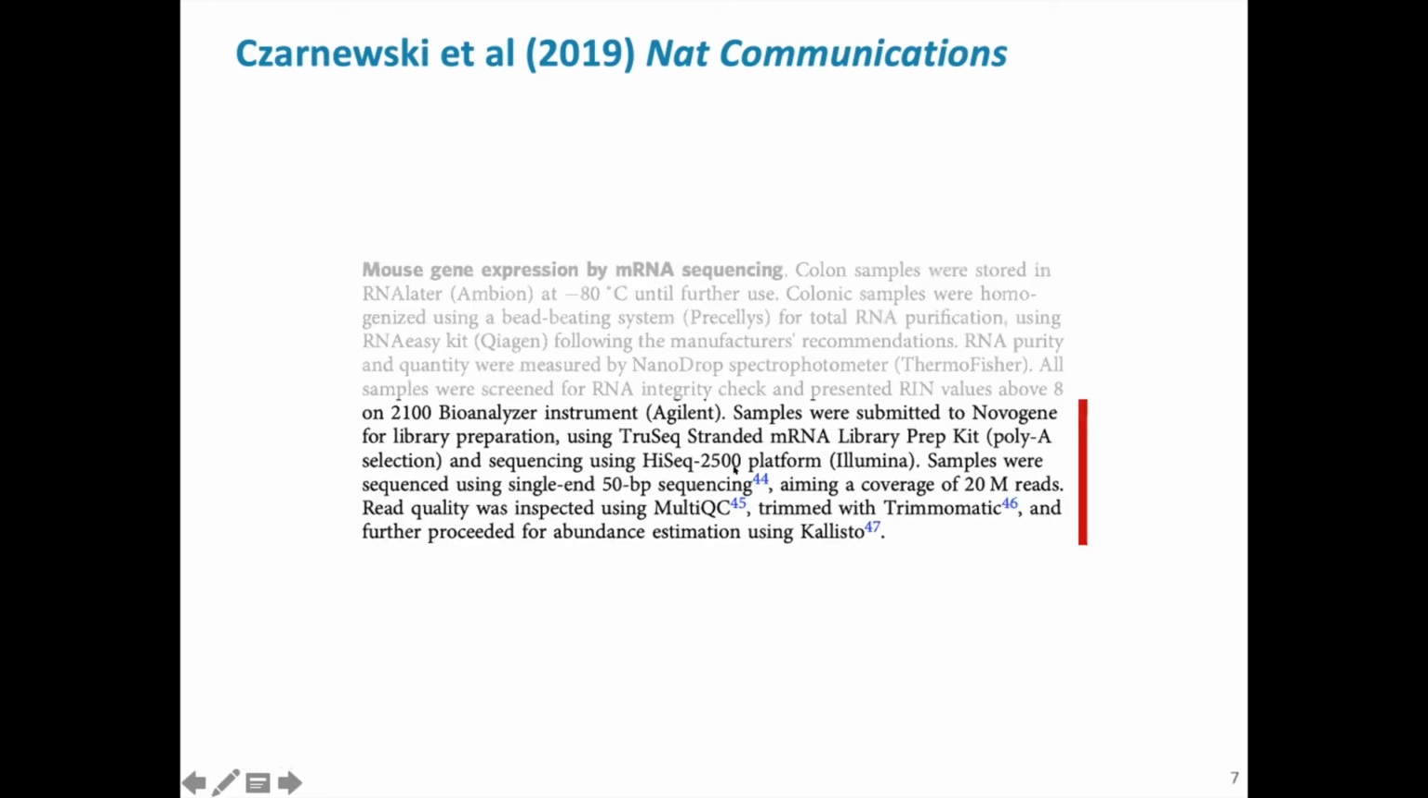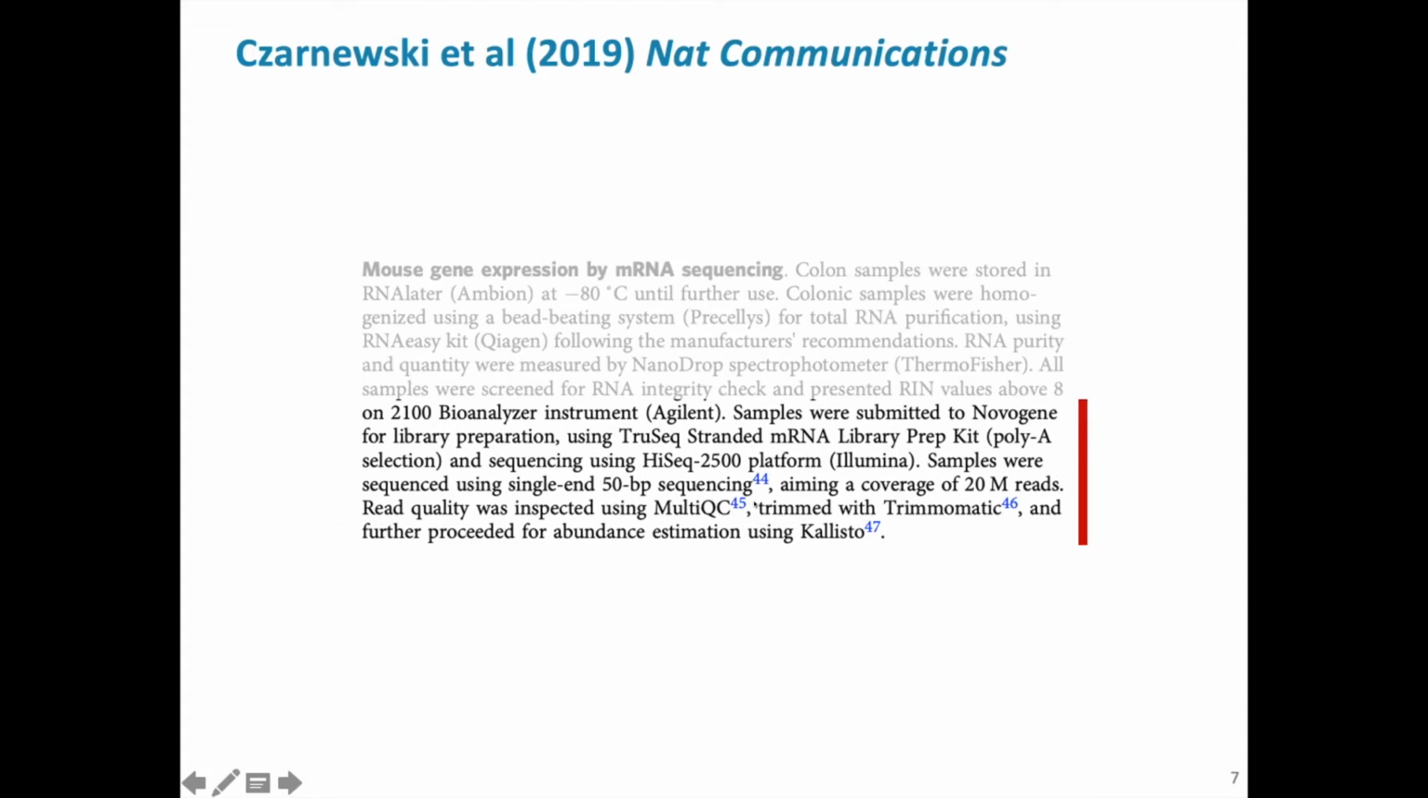And if you look in the methods section for the library preparation, now we know from the first day, for example, samples were submitted for library preparation using TruSeq stranded mRNA library prep kit. So now you know this is poly A selection, and you know exactly how it was done. And sequencing using HiSeq 2500. The samples were sequenced using single-end 50 base pair sequencing, aiming for a coverage of 20 million reads.